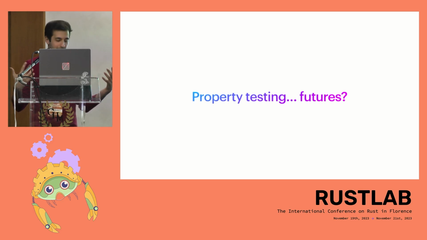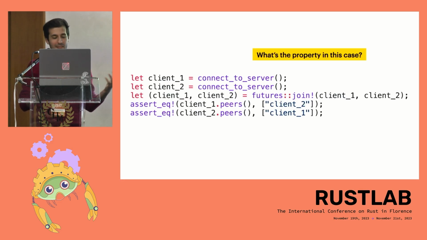So yeah, now you might be asking yourself, okay, I kind of understand property testing. What does it mean to property test a future? What does it mean to property test asynchronous code? Yeah, like if we look at the test that we saw before, what's the property in this case, right?